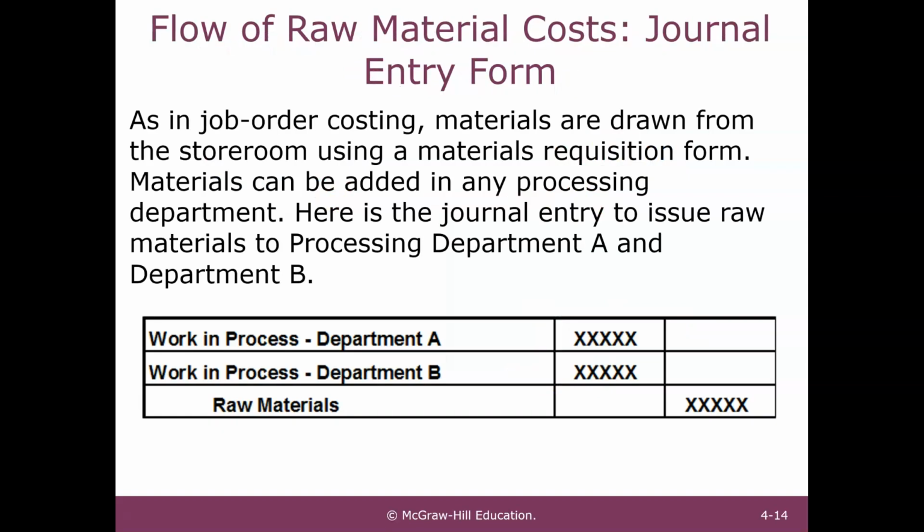So the journal entry would be to debit work in process inventory for Department A, the amount that's transferred into there, and then debit work in process inventory Department B to transfer what is in there. And then the total credit goes to raw materials inventory as it's taken out of raw materials.